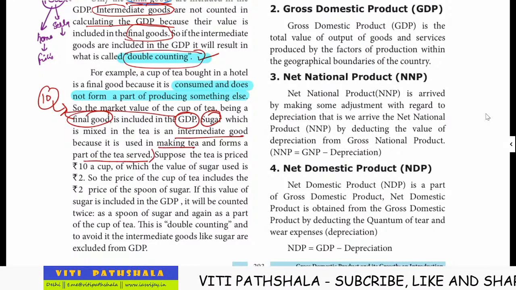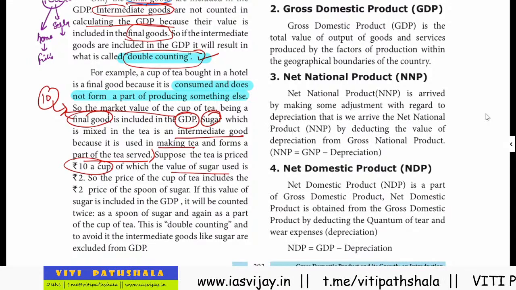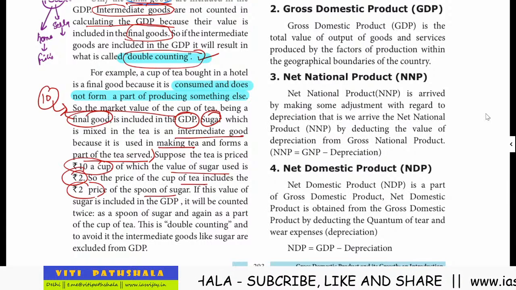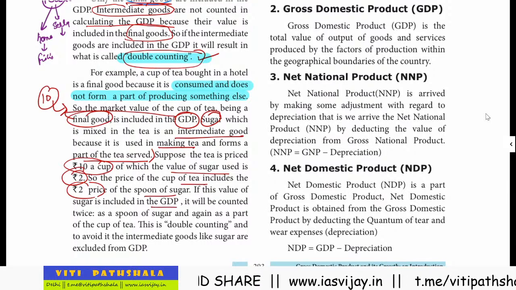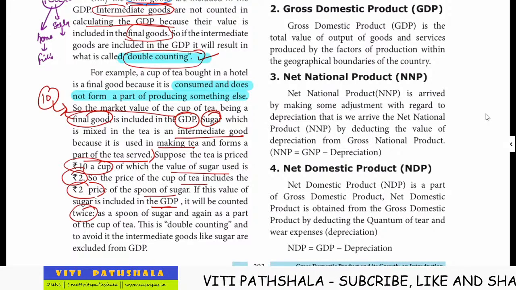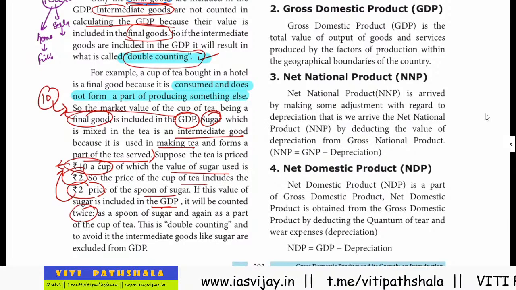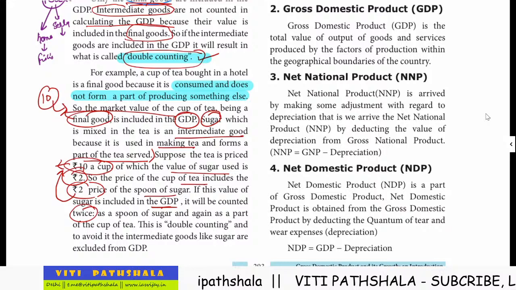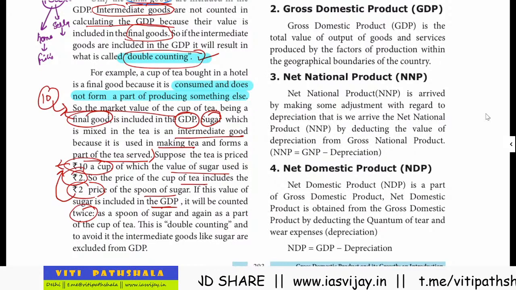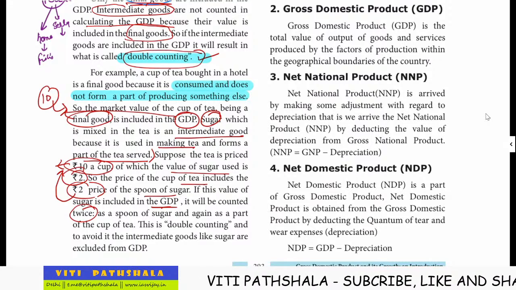Sugar is an intermediate good because it is used in making the tea and forms a part of the tea served. Now, suppose the tea is priced at 10 rupees per cup, of which the value of the sugar used is 2 rupees. So the price of the cup of tea includes the 2 rupees price of the sugar. And if this value of the sugar is included in the GDP, it will be counted twice. What I wanted to say, and what the person who has written this wanted to deliver, is that in these 10 rupees, the 2 rupees are already included. So whatever 10 rupees you have given, those 10 rupees include the 2 rupees of the sugar also. This is double counting, and to avoid it, intermediate goods like sugar are excluded from the GDP.